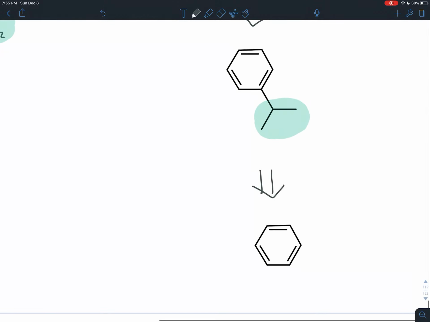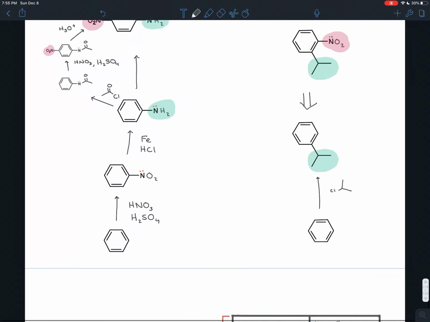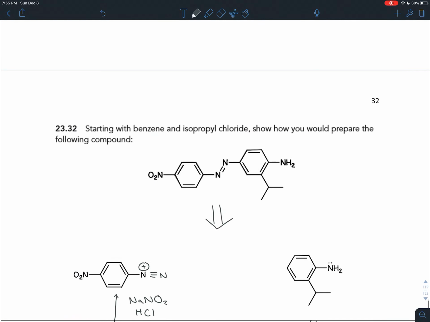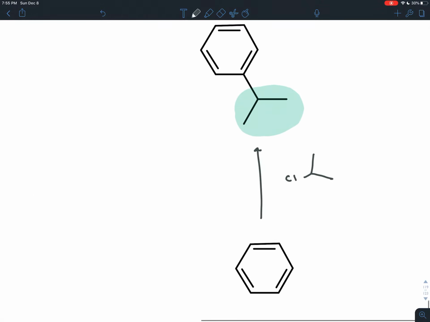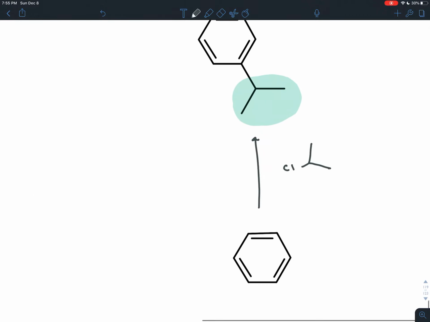Now let's think about this other pathway. Let's reverse these arrows. Think about the specific reactions that we'd use here. If you wanted to put an isopropyl group on benzene, you could just do a Friedel-Crafts alkylation. And we were allowed to use isopropyl chloride. That was one of the reactions. They said we can use benzene and isopropyl chloride. So here's an isopropyl group with a chlorine on it, and that's isopropyl chloride.